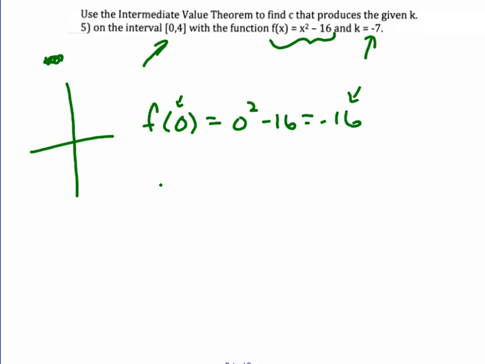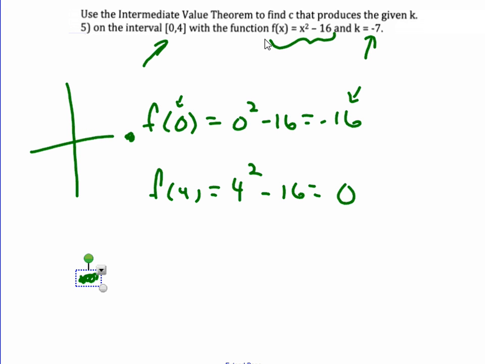And then at 4, we evaluate our function at 4. So that's 4 squared minus 16, which is 16 minus 16, which is 0. So at x equals 4, oh, sorry, that's a -16, not a +16. So now my question is, is there some value of x in between here, x equals 0, and here, x equals 4, such that there has to be a -7?